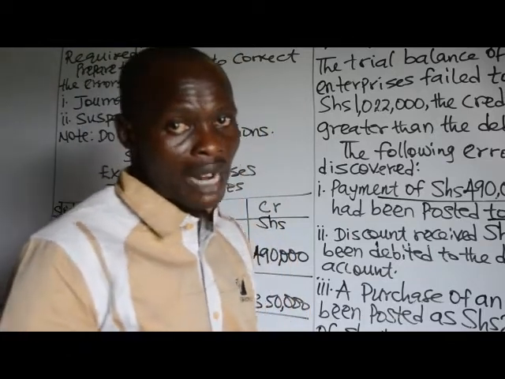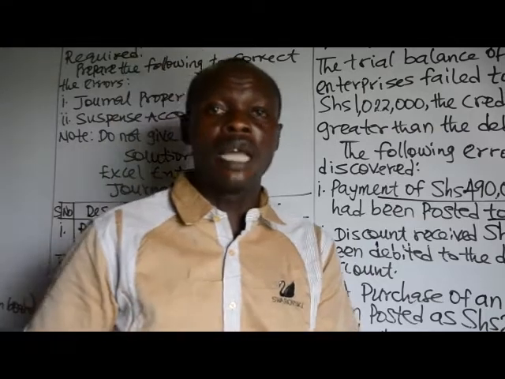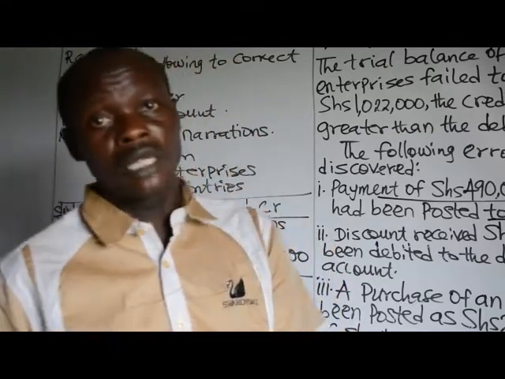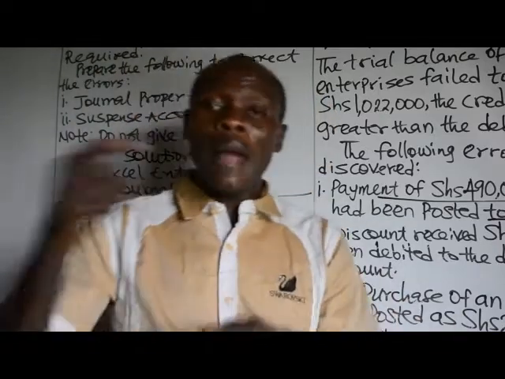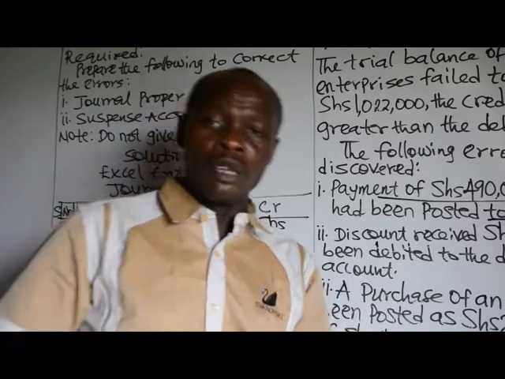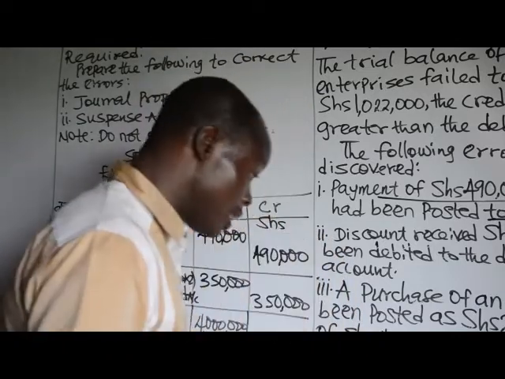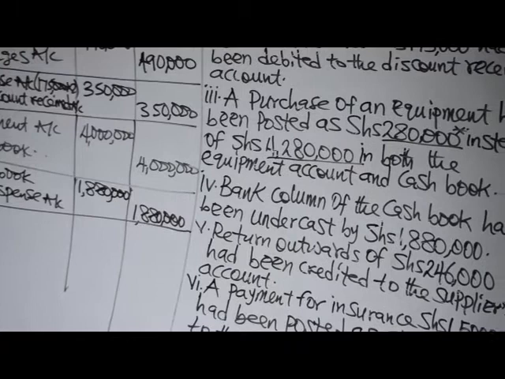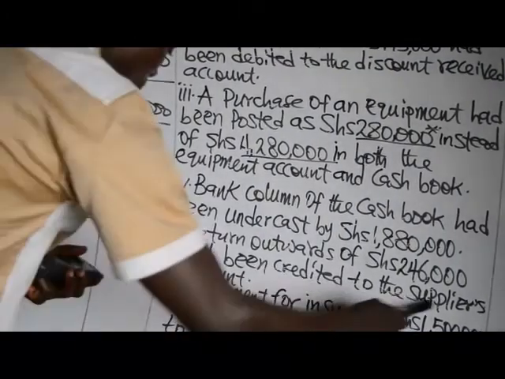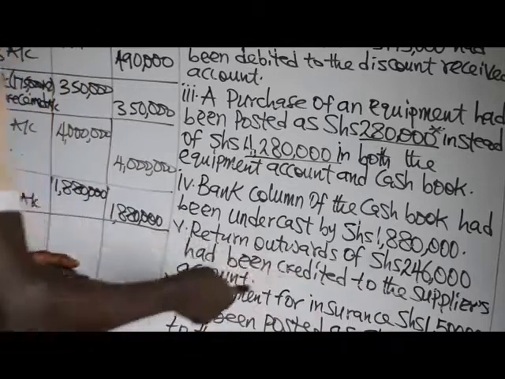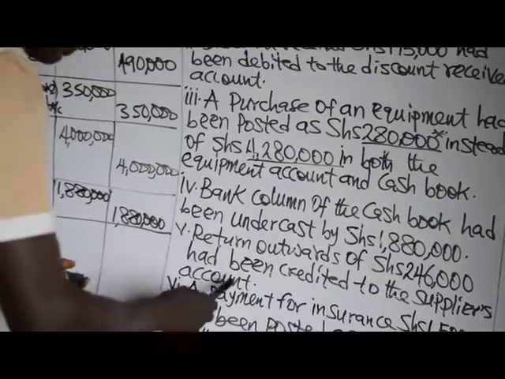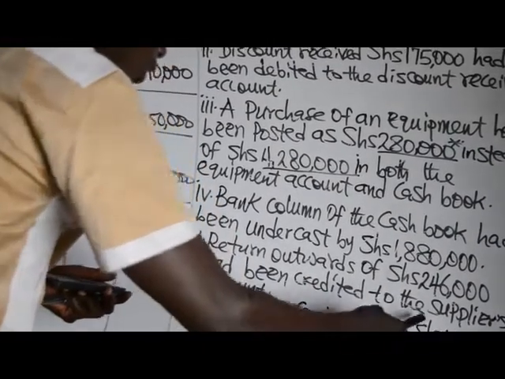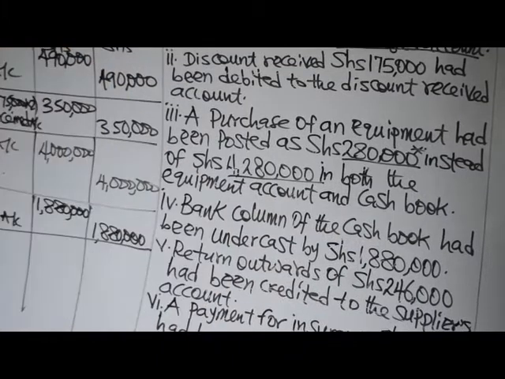I've told you that we have a partial reversal of entry where the account to be debited is credited and the account to be credited is debited, and vice versa. And where that is the case, to correct that error, you double the amount involved. Now back to the question. Return outwards of 246,000 shillings had been credited to the supplier's account. But instead of debiting the supplier's account, the supplier's account was credited. So you are going to debit the supplier's account with the double of the amount.